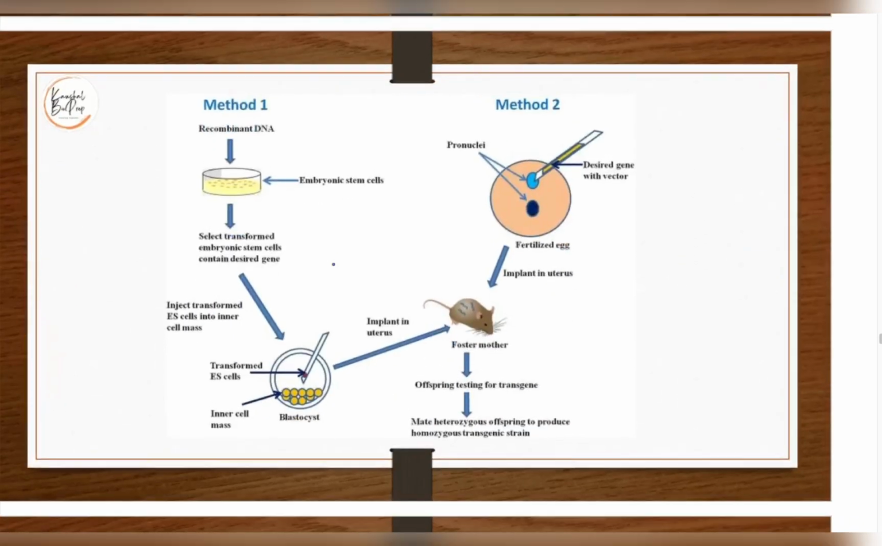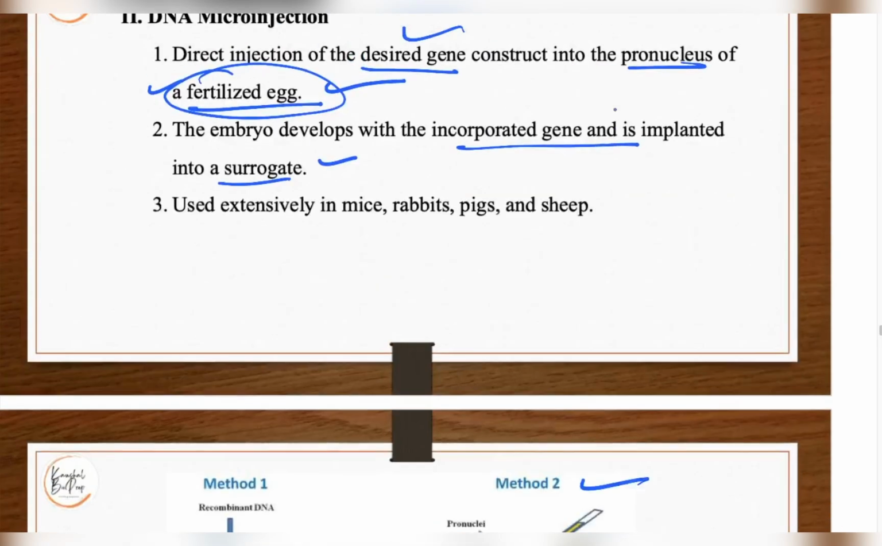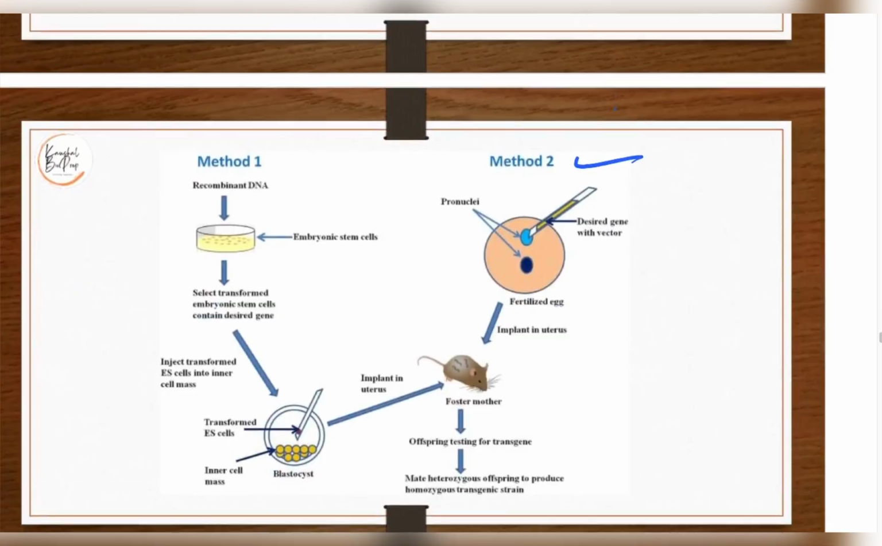What do you do? Like you see, this is the second method which I was talking about, the DNA microinjection. So the desired gene with a vector, you're using a certain vector, plasmid or something, and this is the pronucleus. So you are injecting the desired gene with the vector into the pronucleus directly. Then this ये fertilized egg में हो रहा है. After that you will implant it into the uterus of the foster mother or your surrogate mother, right? So offspring will be formed and offspring will be tested for the transgene.